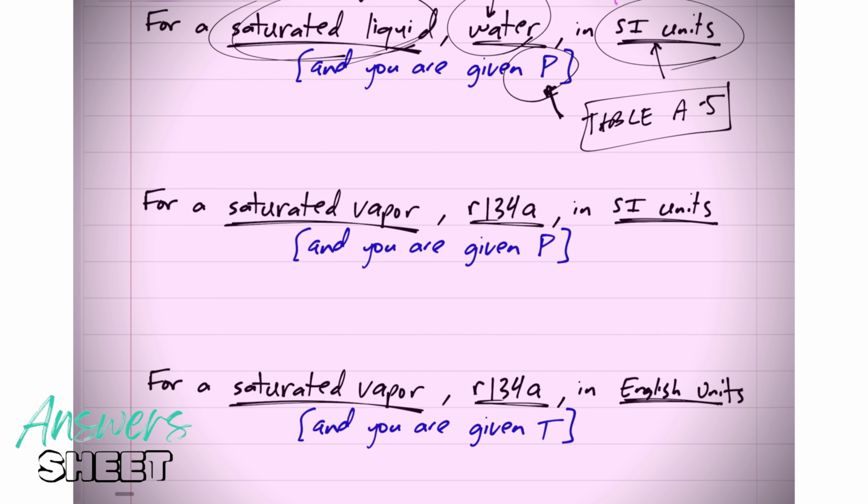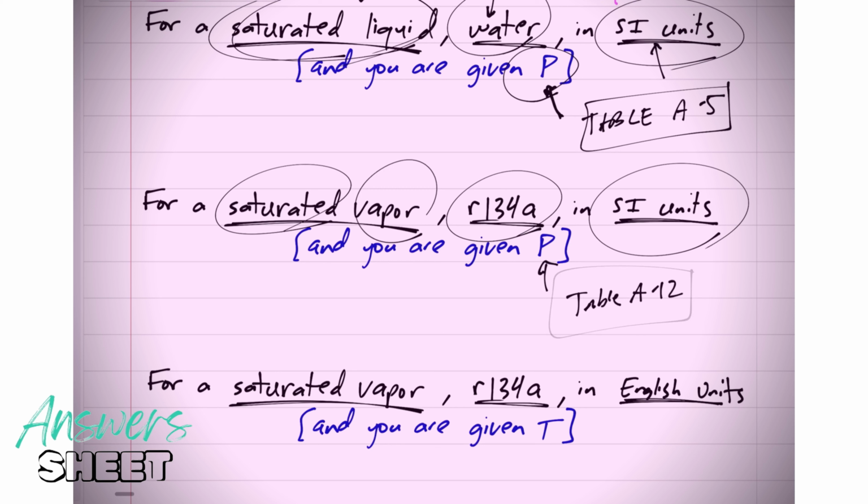All right, how about this next one? We're in SI units, so Appendix 1, not the appendix with all those E's on the end of it, not Appendix 2. Refrigerant, okay, refrigerant. So I'm looking at tables either 11, 12, 13, right? 11, 12, or 13. Saturated, so I'm looking at tables 11 or 12. And then I'm given P, so I'm looking at table A12, and it's a vapor, so I'm going to look for subscript G at that pressure.